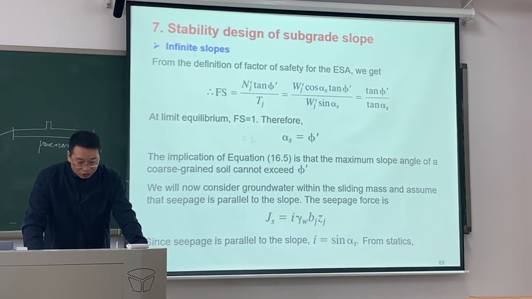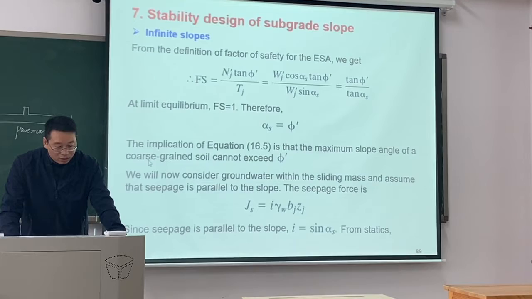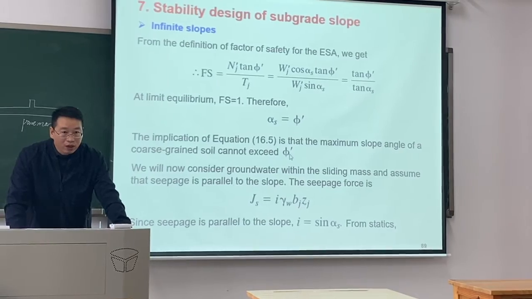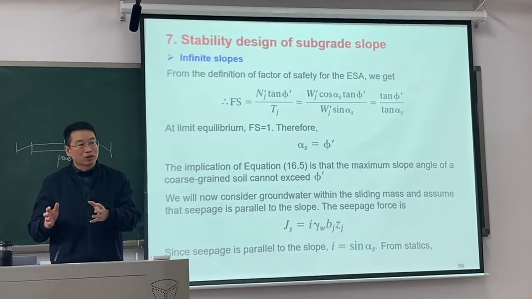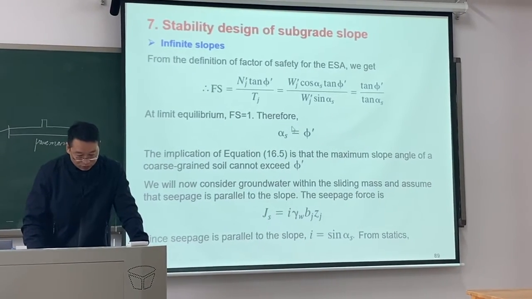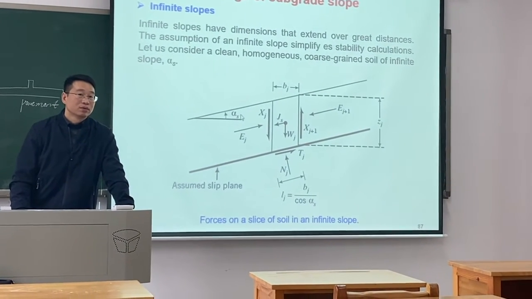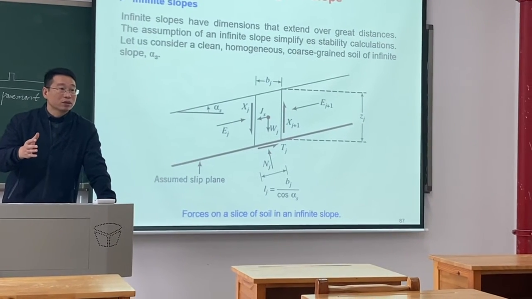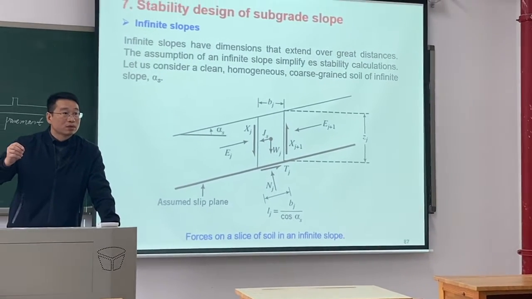The implication of equation 6 is that the maximum slope angle of a coarse grained soil cannot be exceeded by phi, the friction angle of coarse grained soil. So if the slope angle is larger than the friction angle of coarse grained soil, the slope failure will occur.